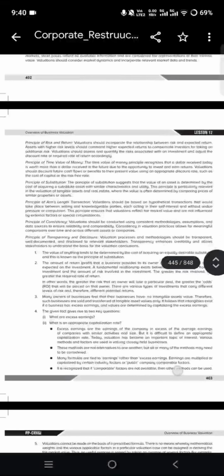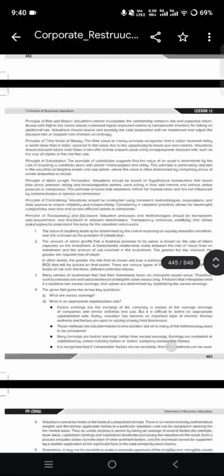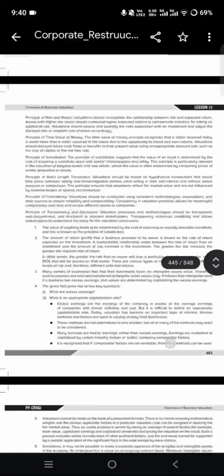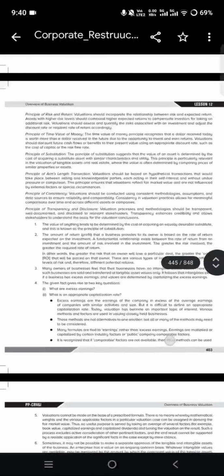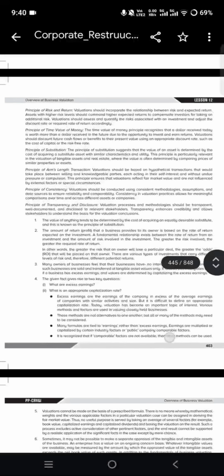This can be expressed in terms of an equation. Return is cash flow, that is dividend, plus capital appreciation, that is closing minus opening upon opening. So: first dividend, plus closing minus opening, upon opening.